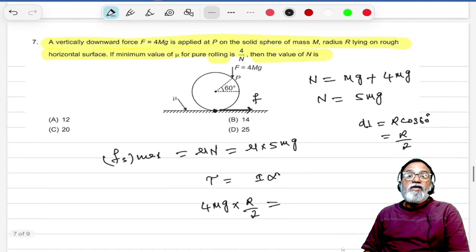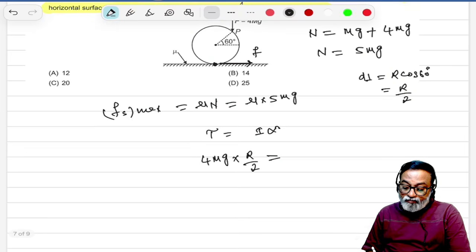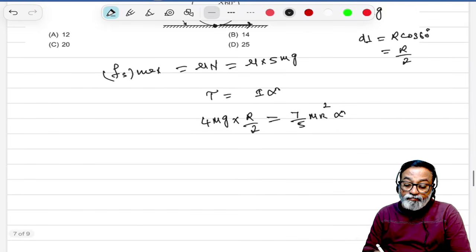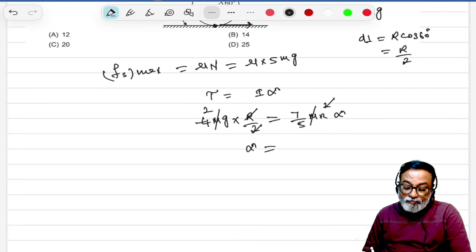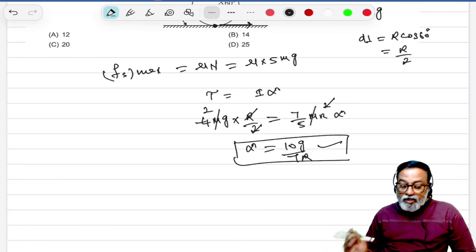And here the moment of inertia we have to find out about this point. This is a tangent. Therefore, for the solid sphere, the tangent moment of inertia is 7 by 5 mr square, into alpha. Therefore, m gets cancelled, r square cancels. Therefore, here 2 gets cancelled. Therefore, alpha is equal to, when you cross multiply, 10 g by 7 r. This is the angular acceleration alpha.